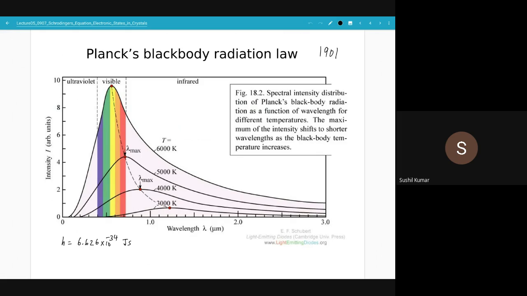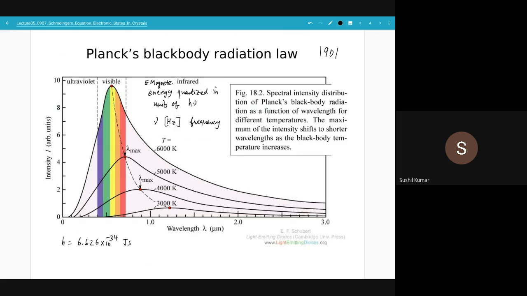I will say energy is quantized in units of h nu. Nu is the frequency, in hertz. So when I say energy, electromagnetic energy is quantized in units. When he did that and applied some statistics, he was able to describe this.